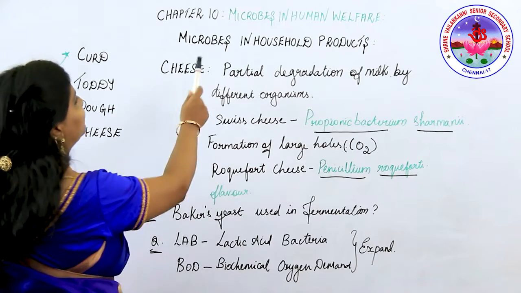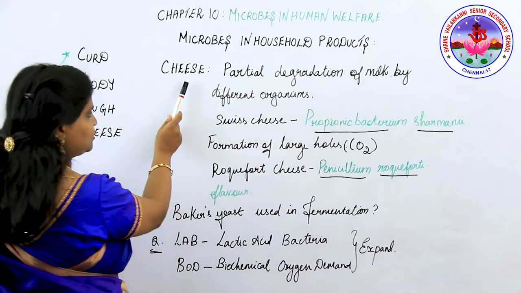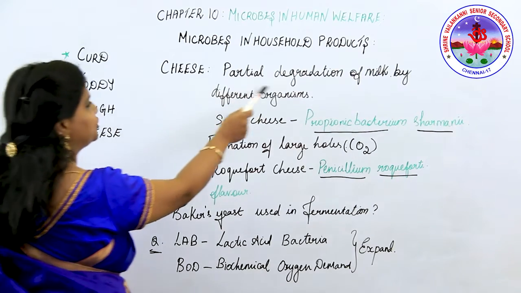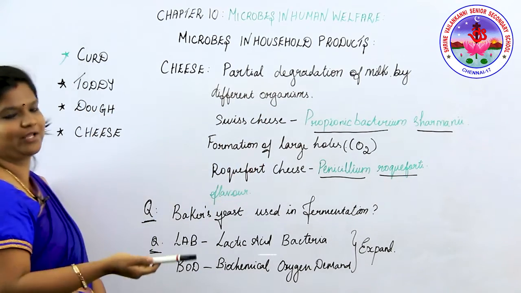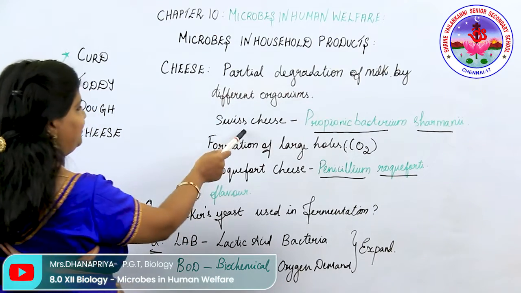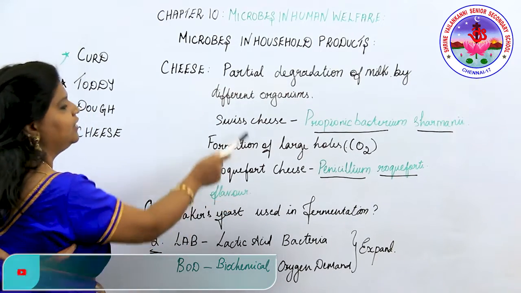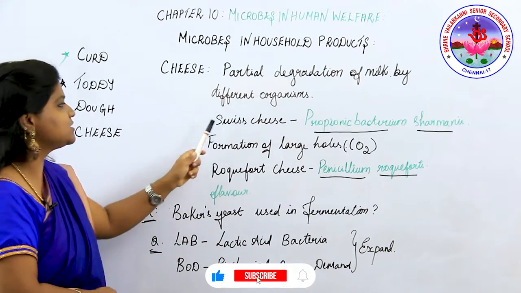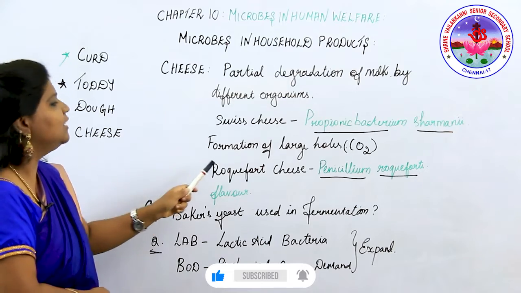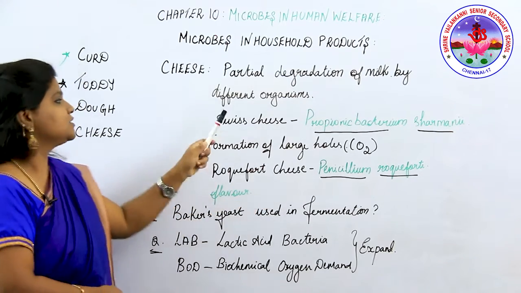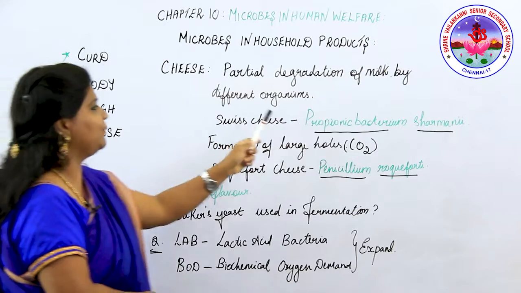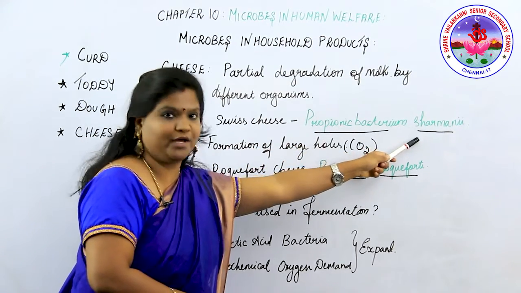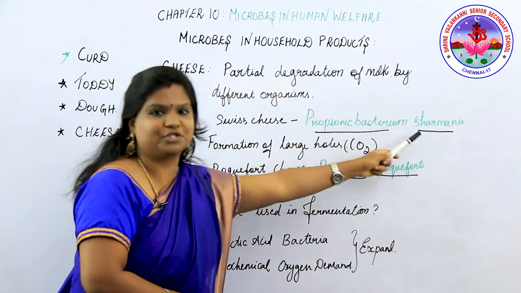Students, next in microbes and household products, the last topic is cheese. It is formed by the partial degradation of milk by different organisms. For example, you can take two cheeses as examples: one is Swiss cheese and the other is Roquefort cheese. Swiss cheese is formed by the bacterium Propionibacterium shermanii. I repeat, Propionibacterium shermanii.